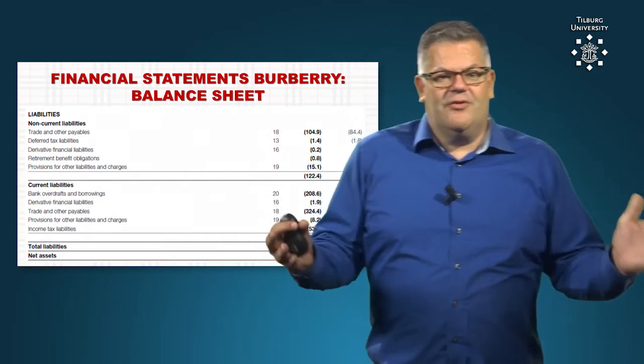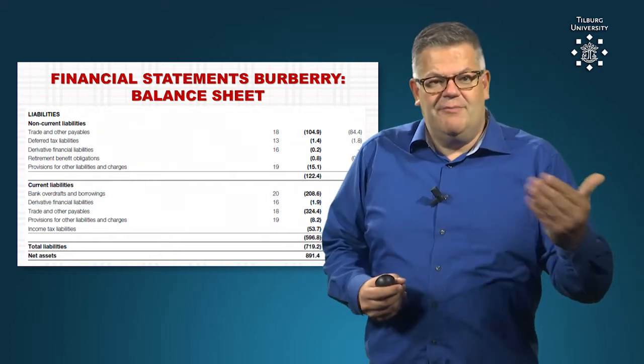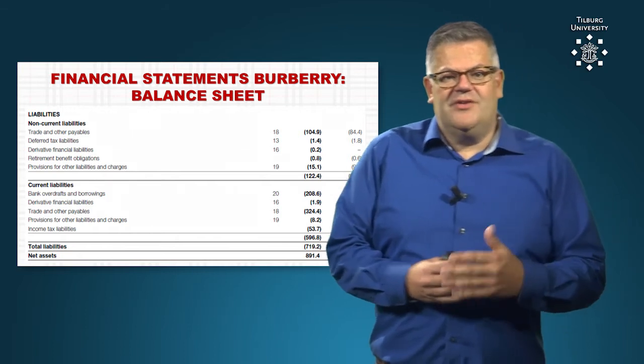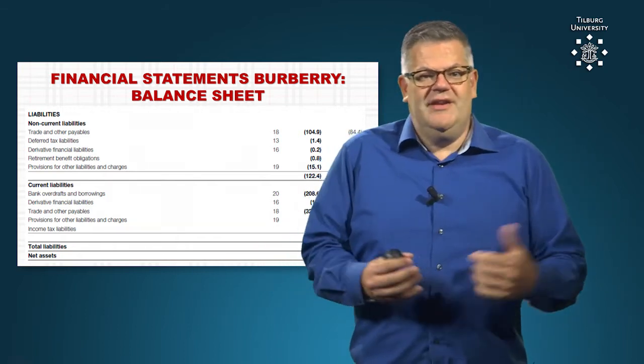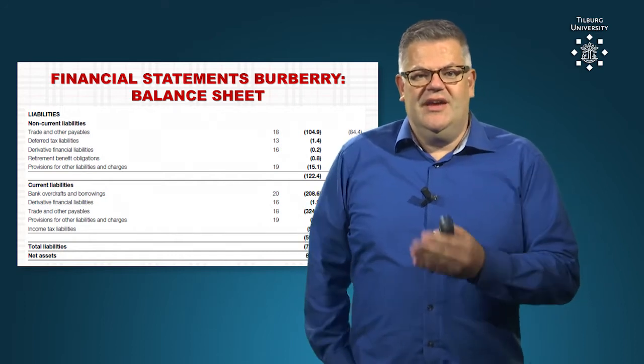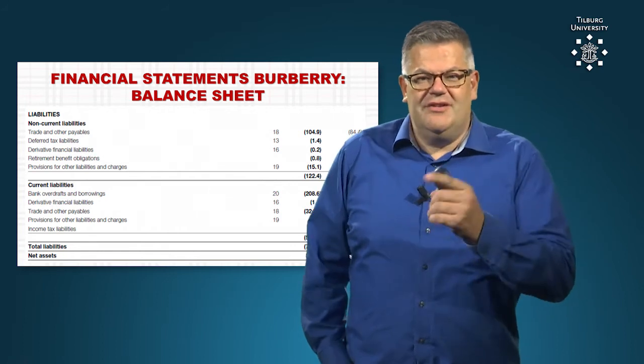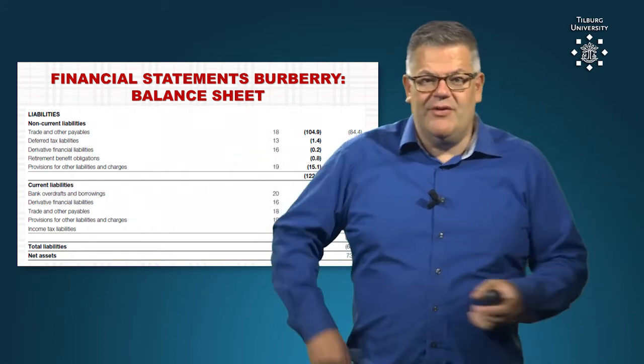Then we get bank overdrafts and borrowings. So that means in the current liabilities, in the short run, you have to pay back your bank. Then we get the trade and other payables, payable within the next 12 months. And then we get provisions for other liabilities, etc. Then we get some income tax liabilities. We have to pay income tax. Even Burberry has to do it.